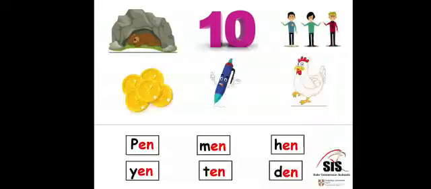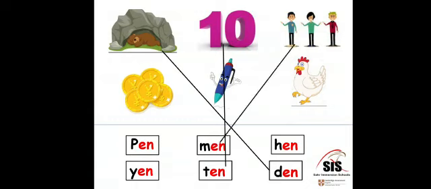We have a den. Let's look for den. And there it is. Den. Next. We have ten. Let's look for it. And yes. Ten. Next. We have men. Let's look for it. And there it is. Men. Next. We have yen. Let's look for it. And yes, there it is. Yen.